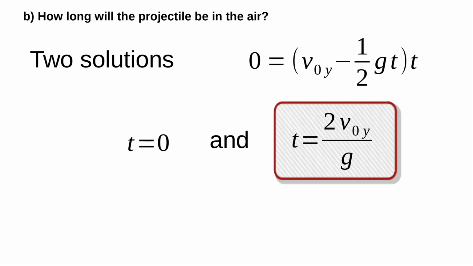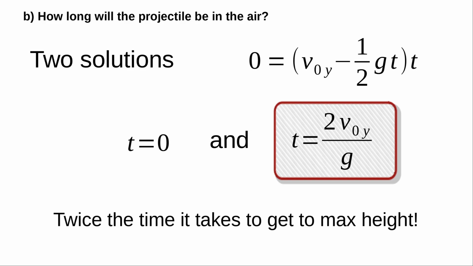Therefore, the second solution must correspond to when the projectile has landed back on the ground after its complete travel time. Okay? So twice the time it takes to get to max height. If you remember, the time it takes to get to max height was the initial y velocity divided by g, and here we have twice the initial y velocity divided by g.